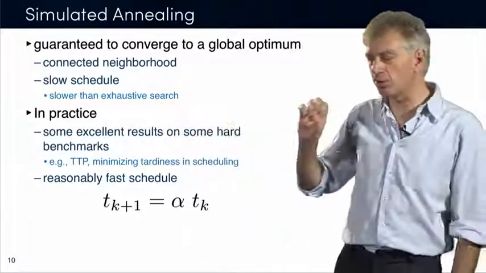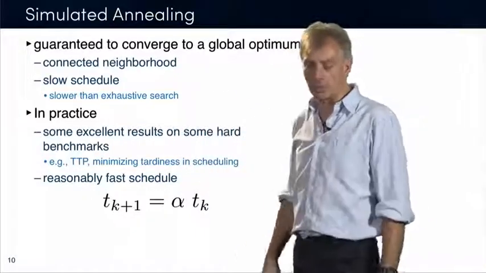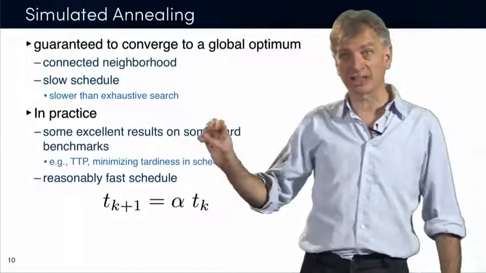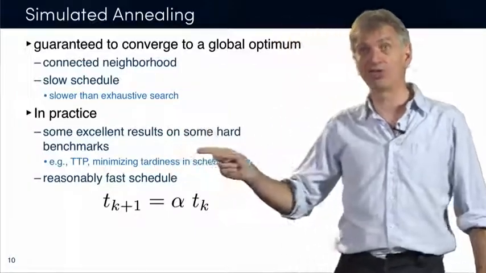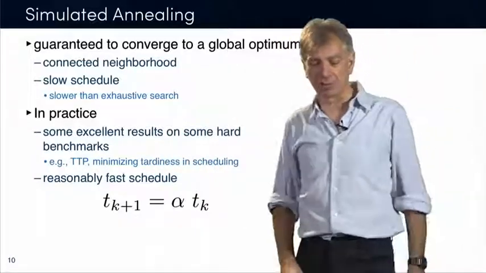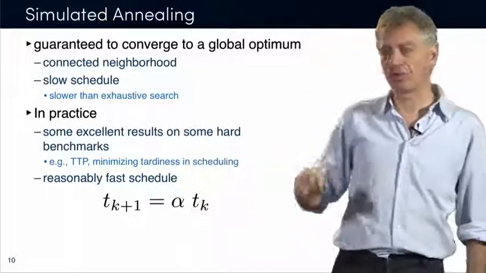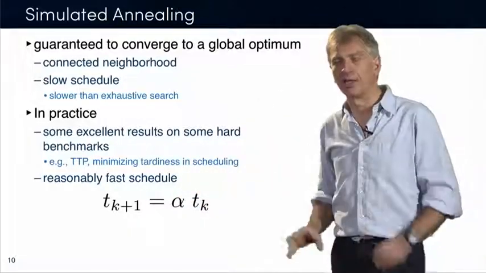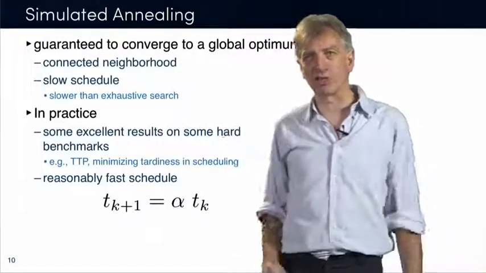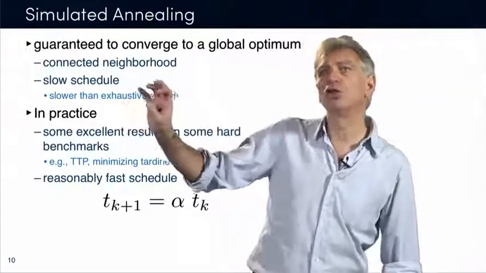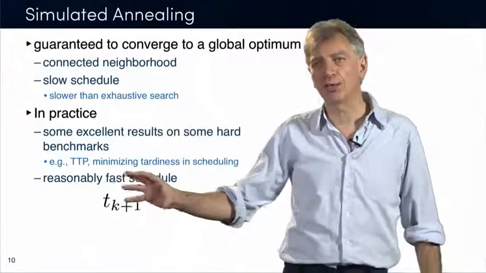So the traveling salesman problem, for instance, has had the best solutions for some of the largest instances found using simulated annealing on the complex neighborhood that I've shown you before. Same thing for some complex problems in scheduling, where you try to minimize the tardiness of various tasks. The basic idea here is that in practice, obviously, you don't use that slow schedule, but you use a schedule which is reasonably fast.